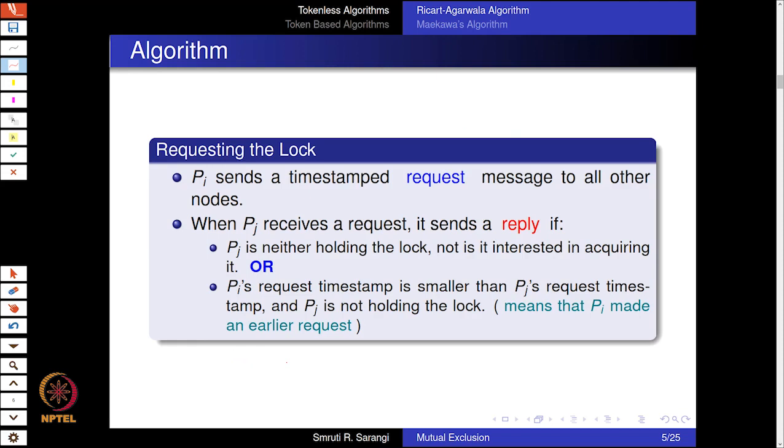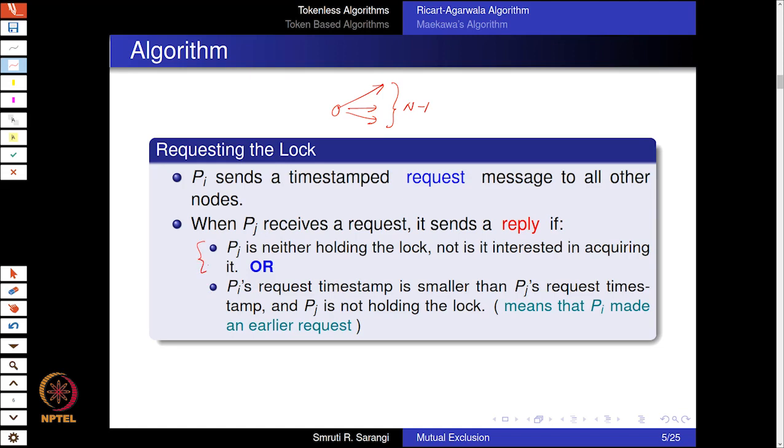So here is the algorithm. Process I sends a timestamped request message to all other nodes. Alright, so we had seen this. So this part is the same to all the other nodes. So the rest of the other nodes, it sends a timestamped request message. When process J receives a request, it sends a reply if. So this part changes.